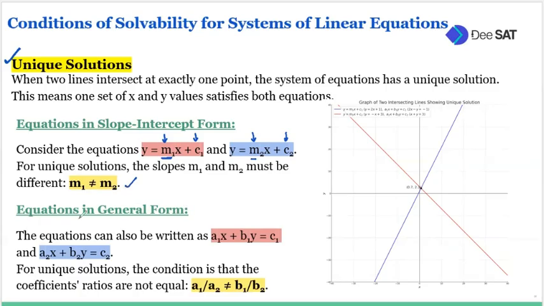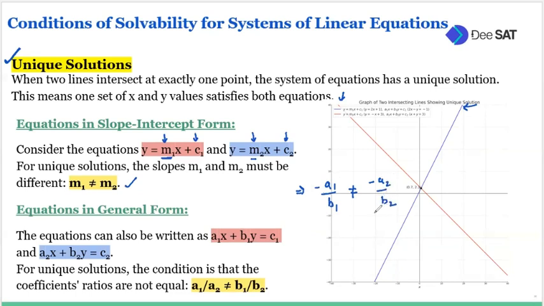A similar situation can be identified when we look at the general form: A1x plus B1y is equal to C1, which is the red line, and A2x plus B2y is equal to C2, which is the blue line. I can easily say that the negative coefficient of x upon the coefficient of y gives the slope. For the very first line, negative A1 by B1 is the slope of the red line, which should not be equal to the slope of the second line, negative A2 by B2.